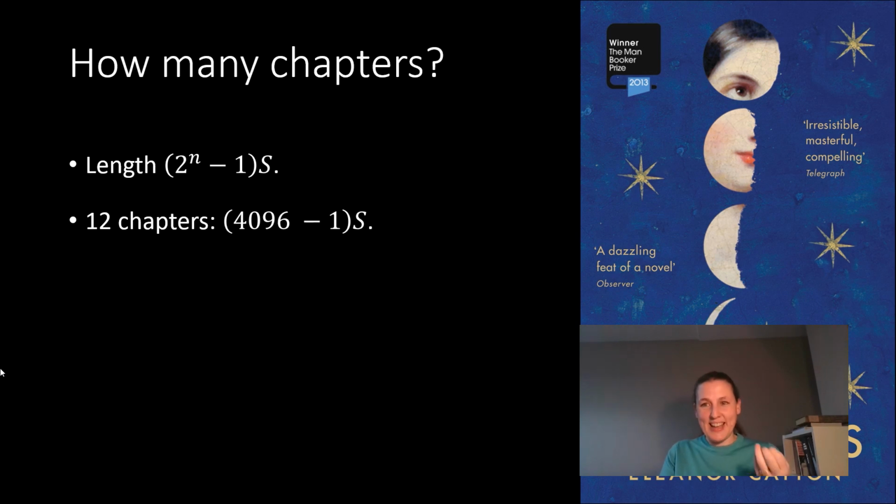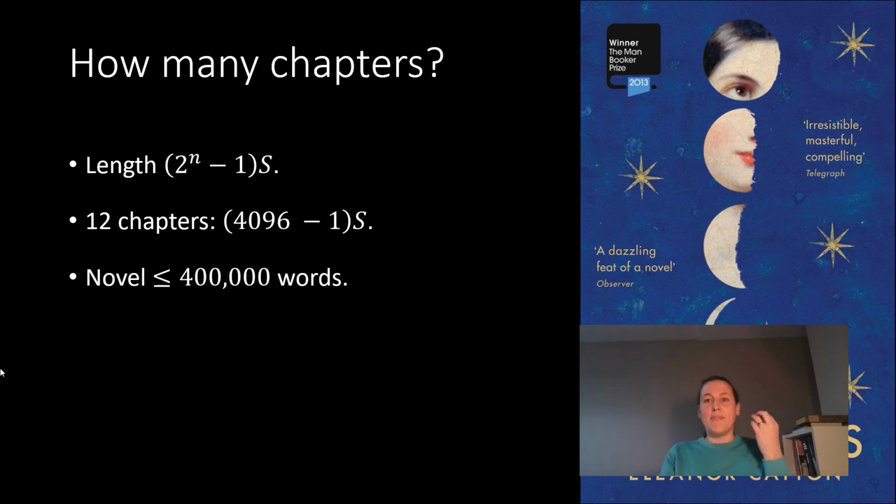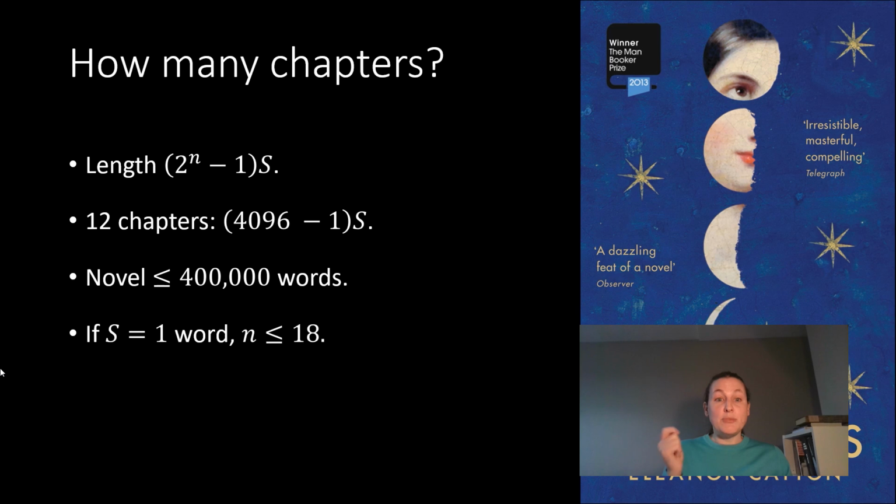So that last chapter cannot be very long. It can't be measured in pages, because the whole book is like 830 pages long. If you look at how long a novel can be before the spine falls apart, it's about 400,000 words as an upper limit. So if S, the last chapter, is just one word, you can solve this equation. You work out 2 to the n minus 1 has got to be less than or equal to 400,000. And if you do that, you get a value of 18 for the upper bound for the number of chapters.